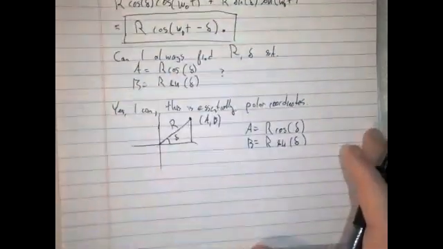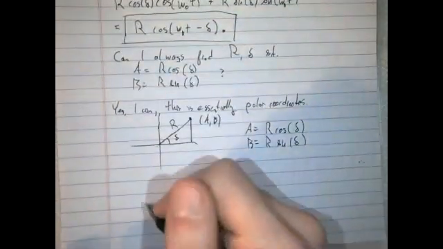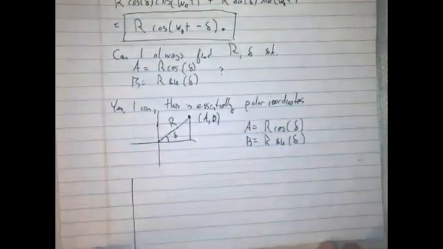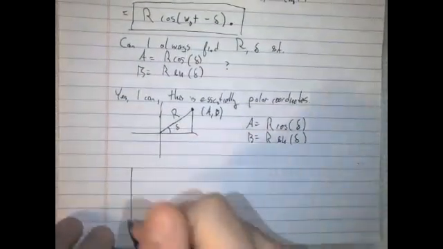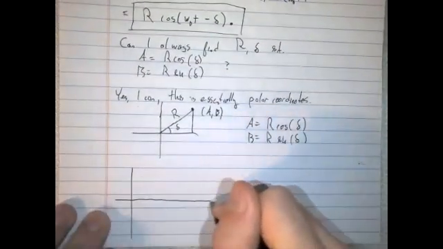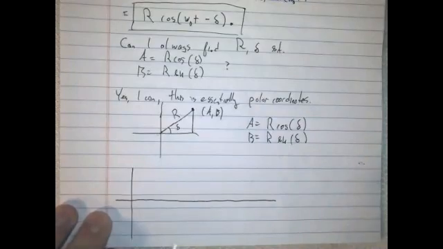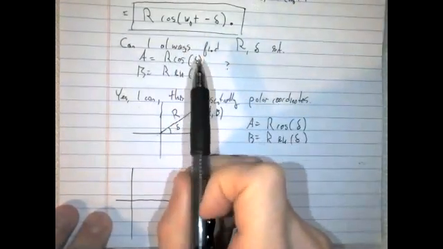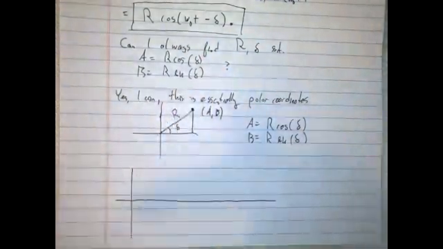Let's take a look at this. So what happens when I plug in t equals 0 here?